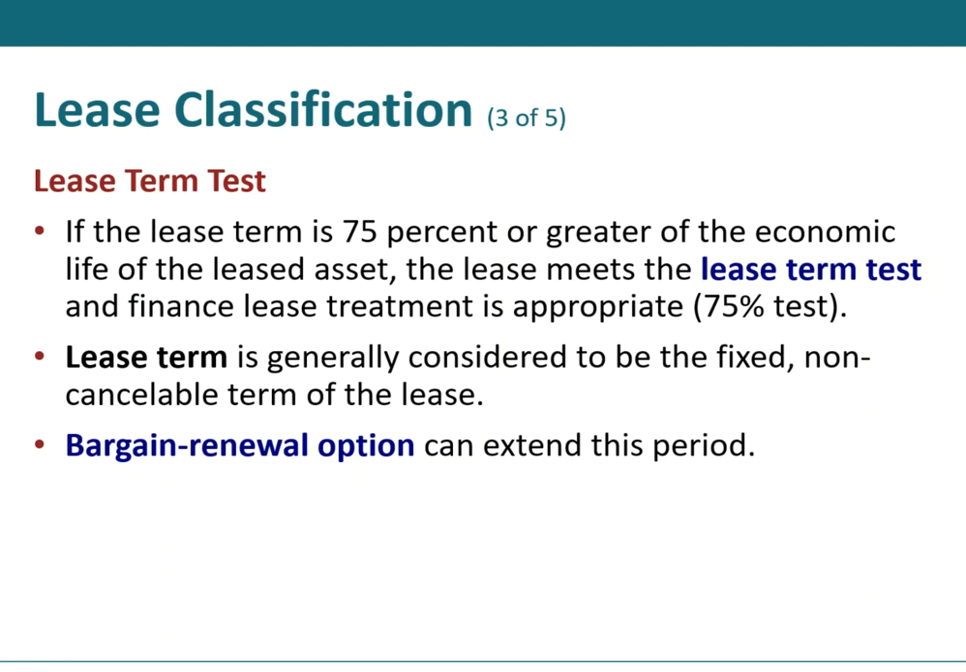The third test is a lease term test. If the lease term is 75% or greater than the economic life of the leased asset, then it's considered a financing lease. In other words, the lease is long enough that essentially the lessee purchased the asset. It has use of the asset for most of the asset's useful economic life. Any bargain renewal options that extend the lease life are included in the initial lease term for evaluating this test.